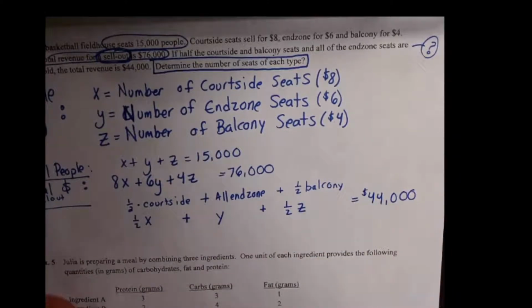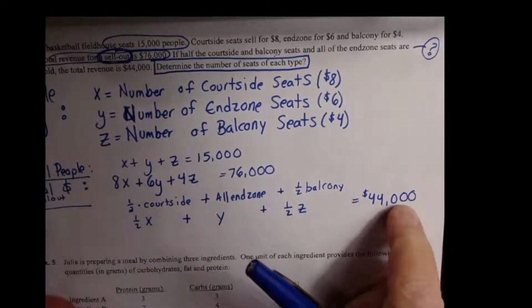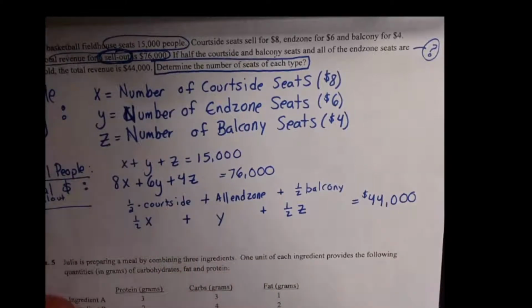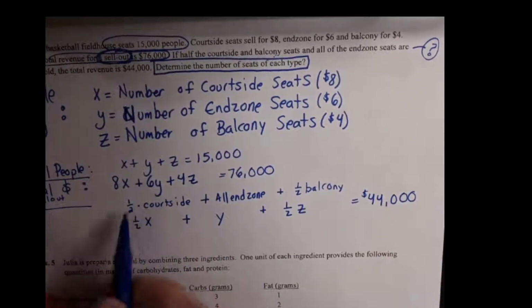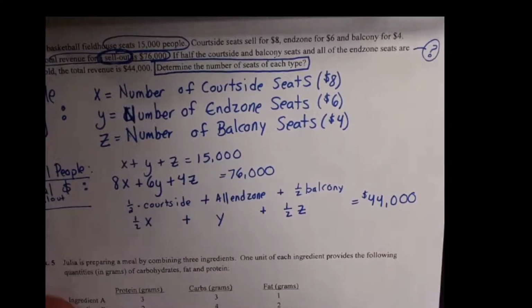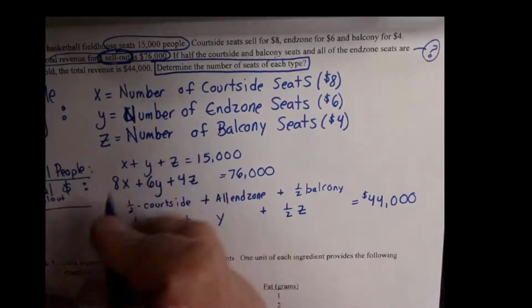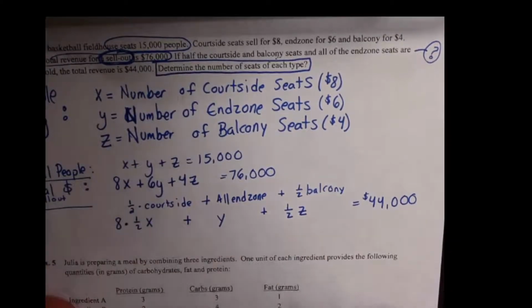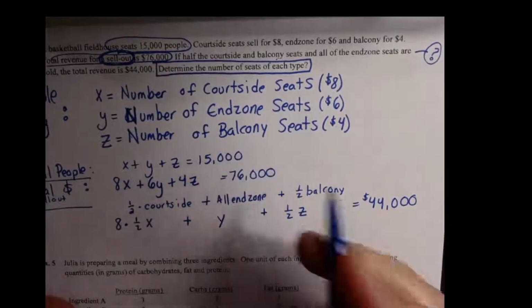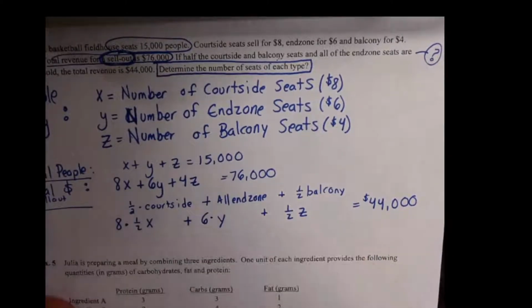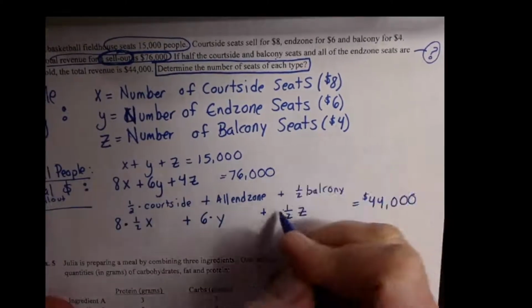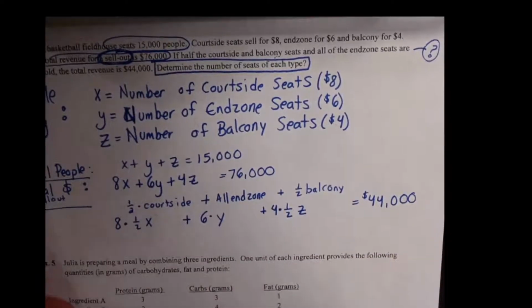That doesn't make any sense. I have to have dollar, dollar, dollar equals dollar. So how much do you get for each of these seats, even though you're only selling half of them? For the court side, you get $8 for each one. For the end zone, you get $6 for each one. And for the balcony, you get $4 for each one.